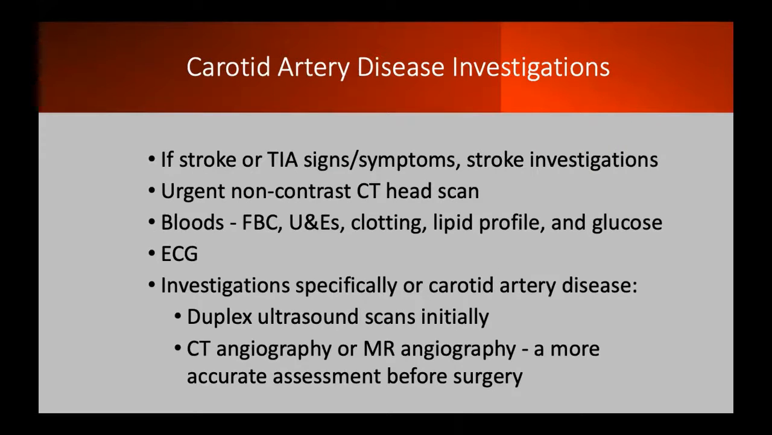In terms of investigations, if there are stroke or TIA signs and symptoms, then you do the stroke investigations, which include urgent non-contrast CT head, bloods, in terms of full blood count, clotting, lipid profile, and glucose, to investigate the cause and rule out differentials, and an ECG to check for atrial fibrillation. But specifically for carotid artery disease, you do a duplex ultrasound scan initially to visualize the stenosis and the atheroma buildup.